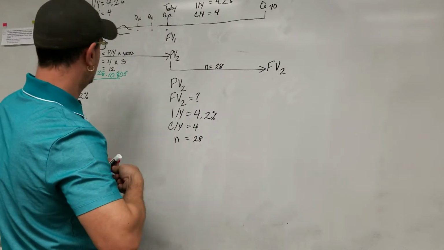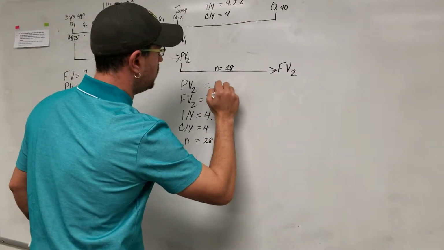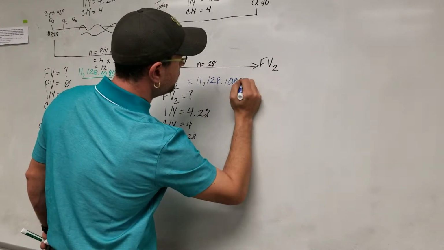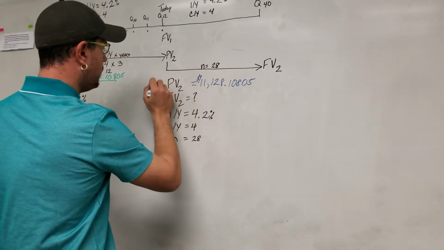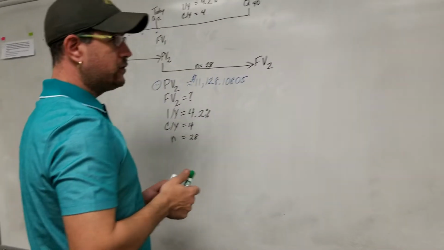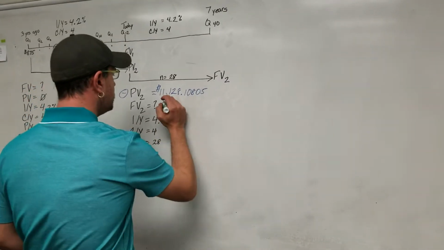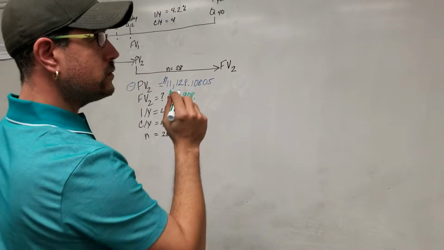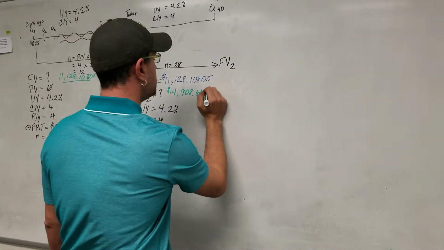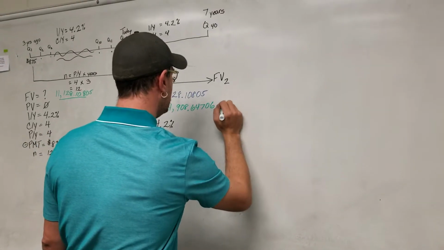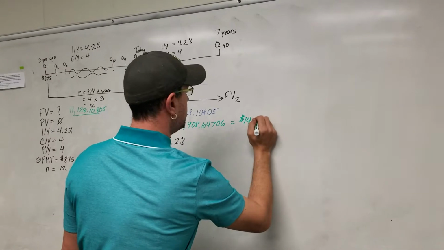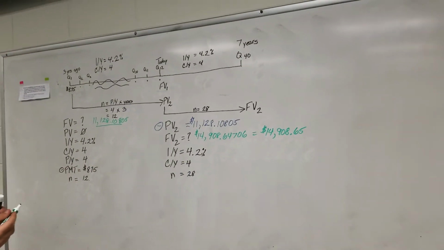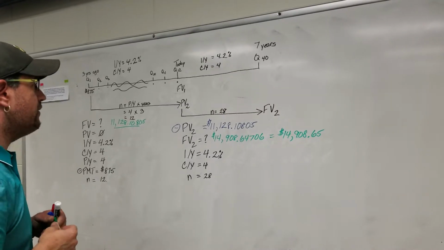New present value is 11,128.805, and we enter that in our calculator as negative. And we come out with the future value of 14,908.64706, which we now round to 14,908.65, which is the final amount that Zane will have in his account at the end of 7 years.